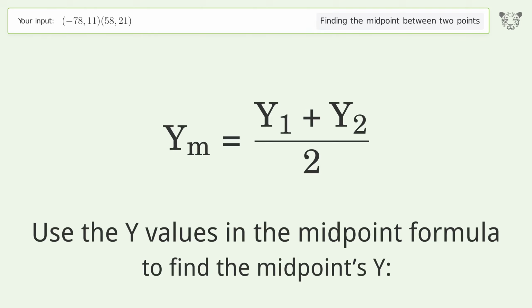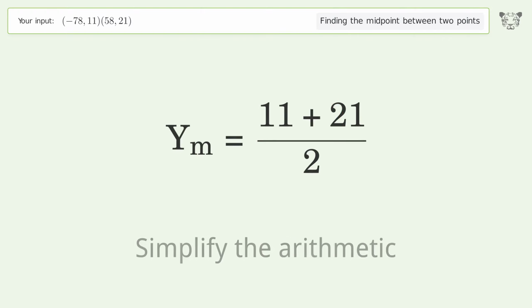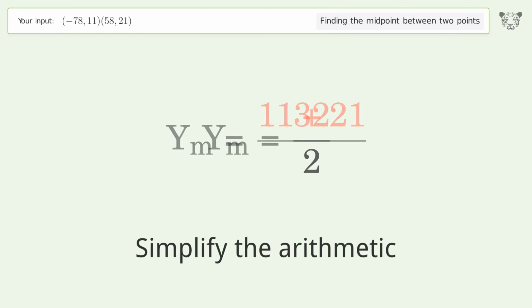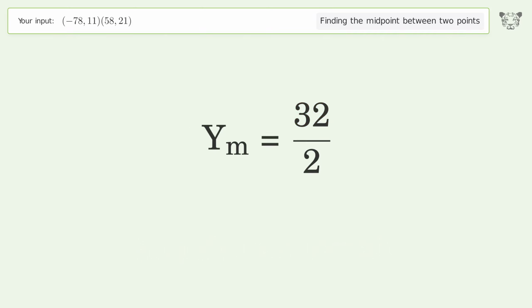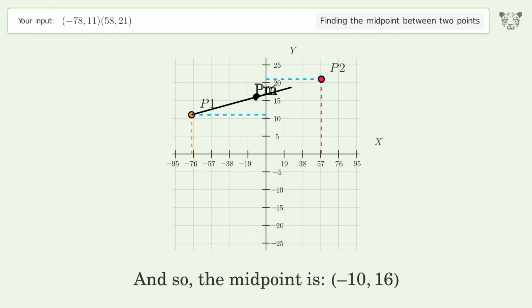Use the y values in the midpoint formula to find the midpoint's y. y1 equals 11. y2 equals 21. Simplify the arithmetic. And so, the midpoint is -10, 16.